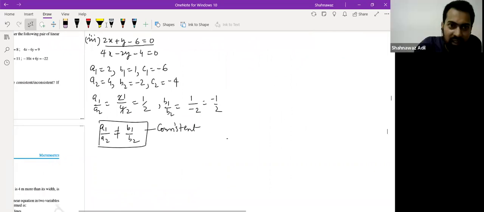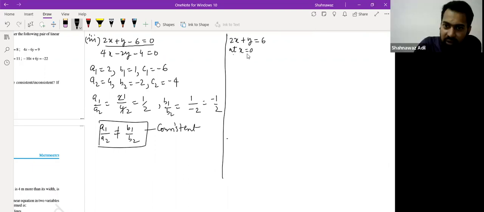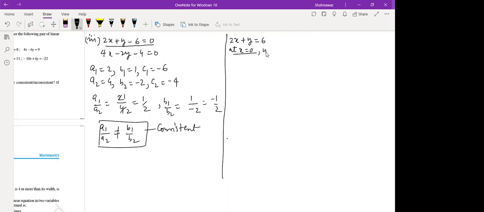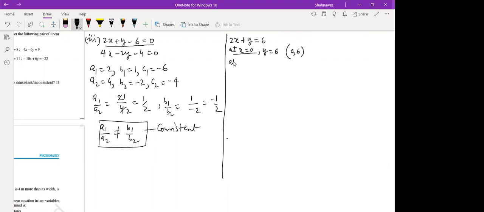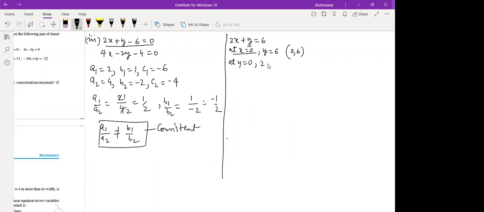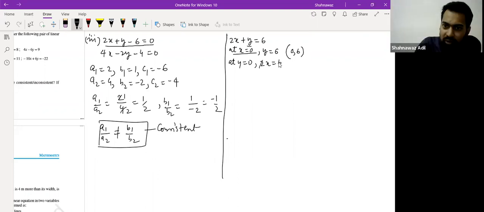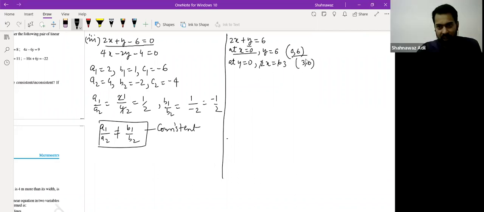Okay, so what are the equations? 2x plus y equals 6. Right, so first, at x equals 0, y will be 6. So this is 0, 6. At y equals 0, this will be 6 by 2. So 3, right? So 3, 0. Right. So we got 2 points.